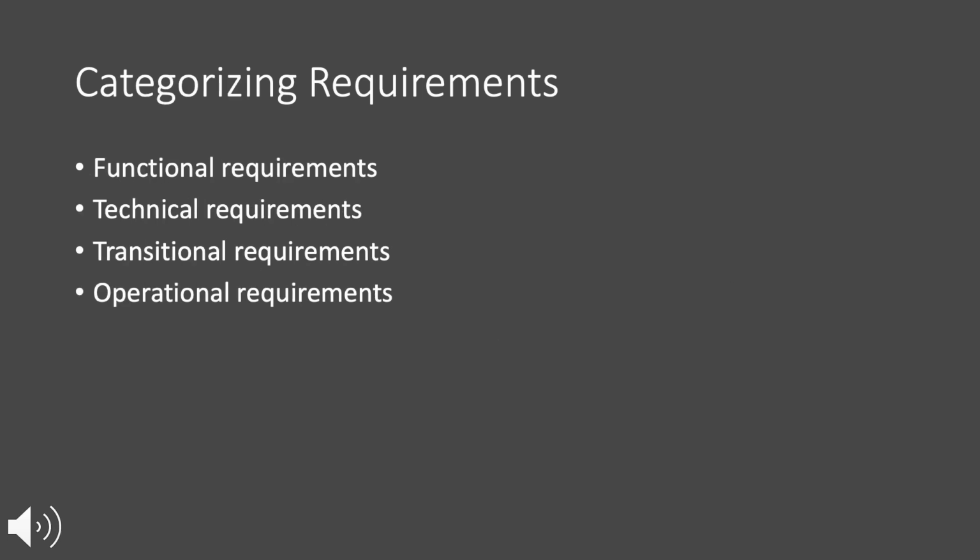Categorizing requirements. The requirements are of various types and it is wise to categorize them accordingly to avoid any confusion. There are four categories where you can divide the requirements: functional requirements, technical requirements, transitional requirements, and operational requirements.